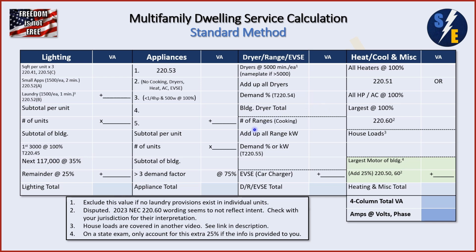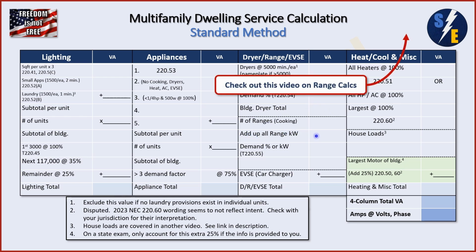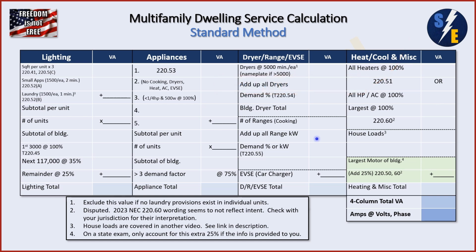Then we're going to move on to ranges. And check out my range calc video for much more detail on ranges. I go into a great amount of detail on these. We're going to take any of our cooking equipment and add it up, and find a demand percentage or a KW rating for our ranges from table 220.55 and come up with the total.